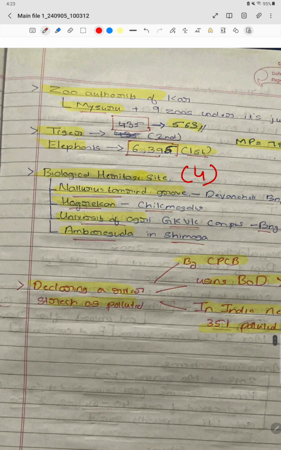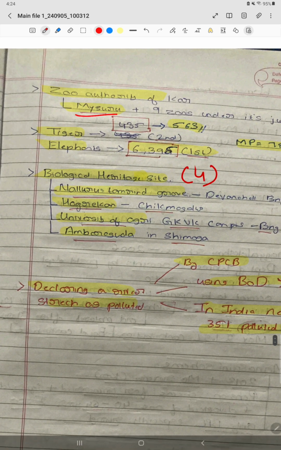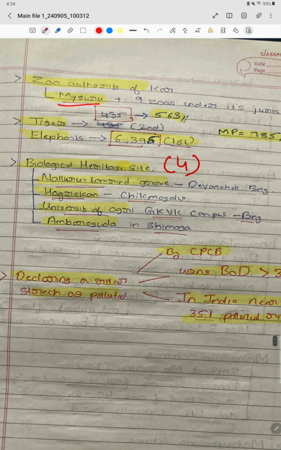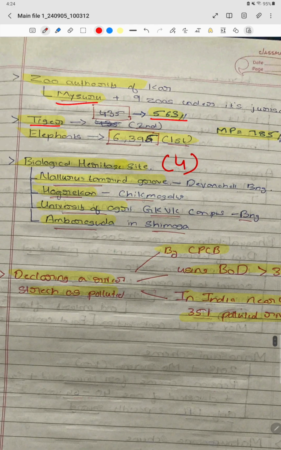Then we have Zoo Authority of Karnataka. Where is its headquarters? Its headquarters is in Mysore, and 9 zoos are working under it. What is the tiger population in Karnataka? That is 563. Last time when the survey happened, the number was around 400.